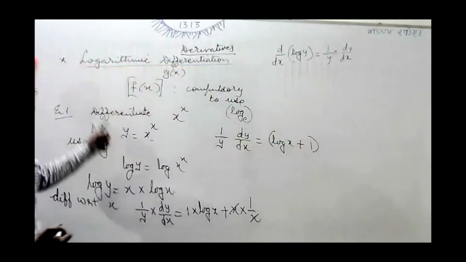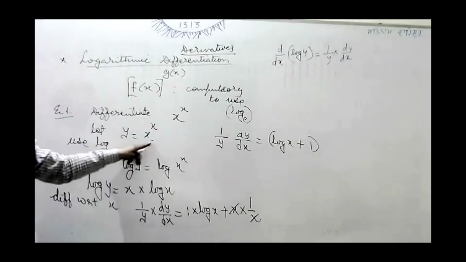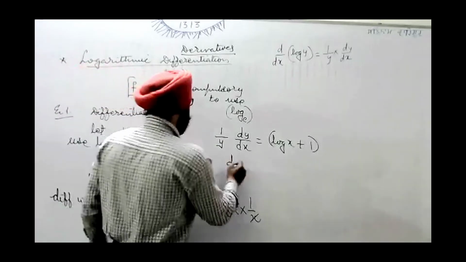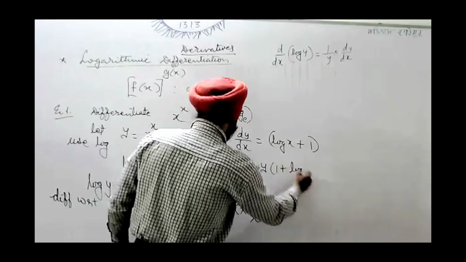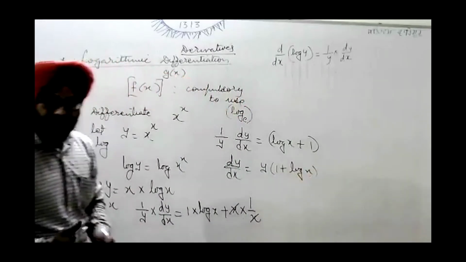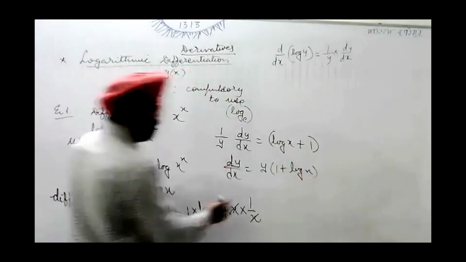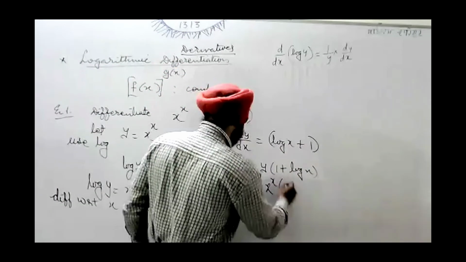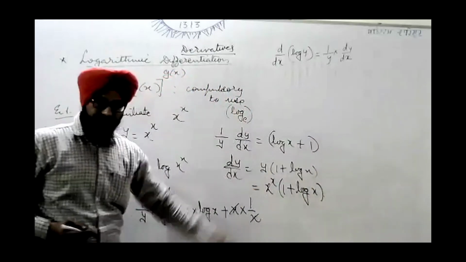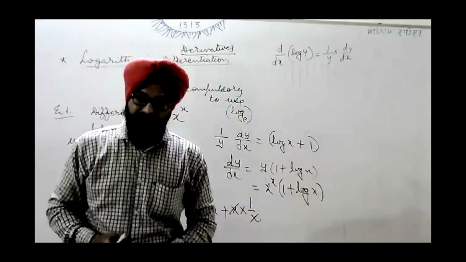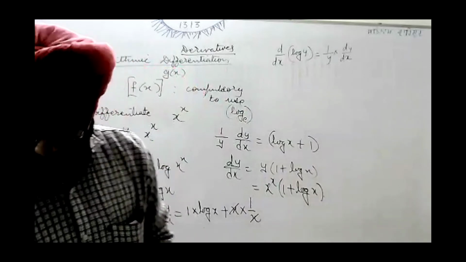But we need the value of dy by dx. Why dy by dx? Because y is equal to this function. So we will write dy by dx equal to y into 1 plus log x. What is the value of y? Go back and substitute again: x to the power x into 1 plus log x. Finally, we get this answer. This is the way to use log in functions. Your doubts and comments?